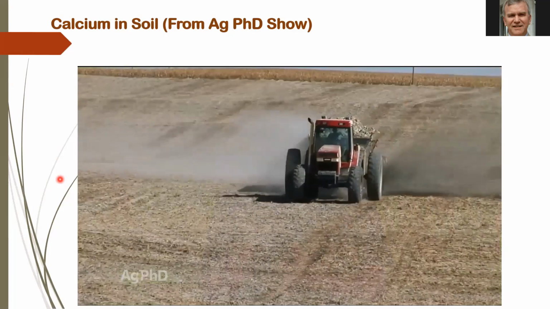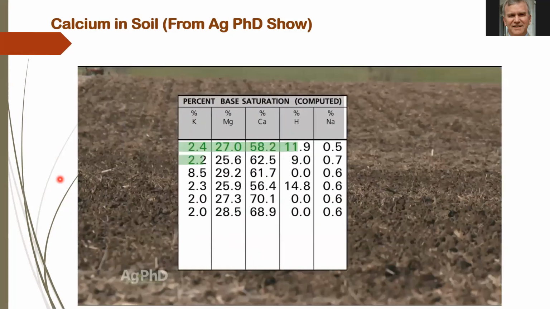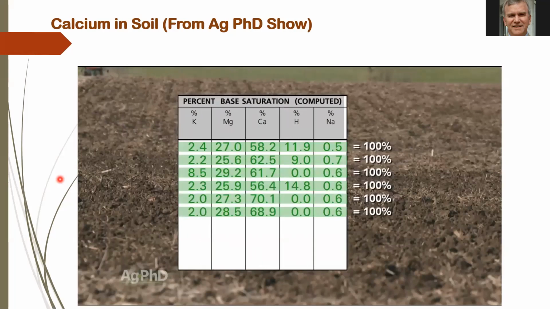If you're below 60% calcium, in many cases, what we would ask is that you put some lime out there to try to raise that calcium up. Those 5 nutrients in base saturation add up to 100%. And if we're low in the calcium, we must be high in something else.